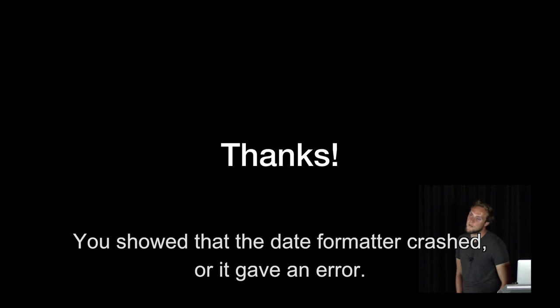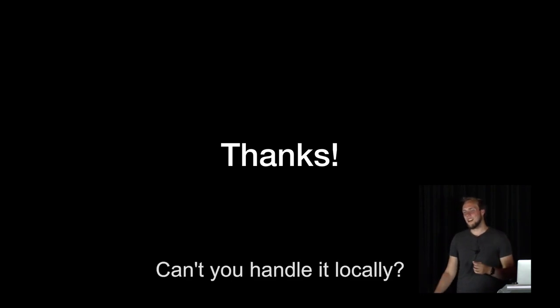You showed that the date formatter crashed, or it gave an error. But you cannot handle that with a catch. You can handle it with a catch, but let's say you have an array of those 2,080 events that I had, and you want to decode them. If one of them has a missing date, none of the 2,080 are decoded. Can you handle it locally? No, you really have to implement the custom initializer. Okay. It just doesn't know how to initialize.